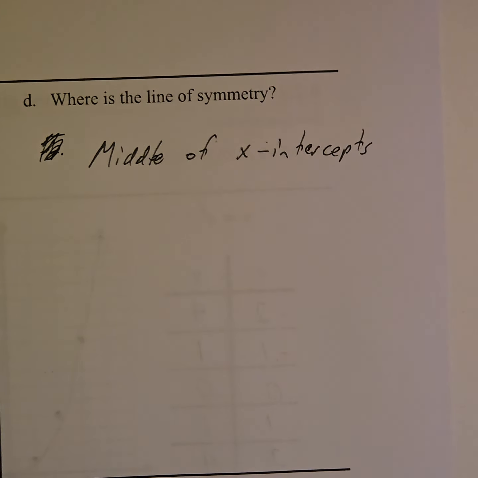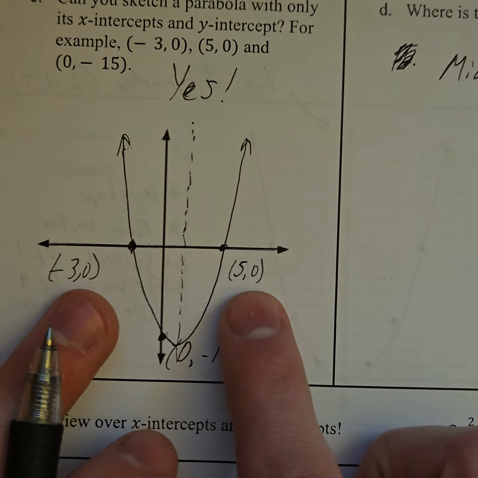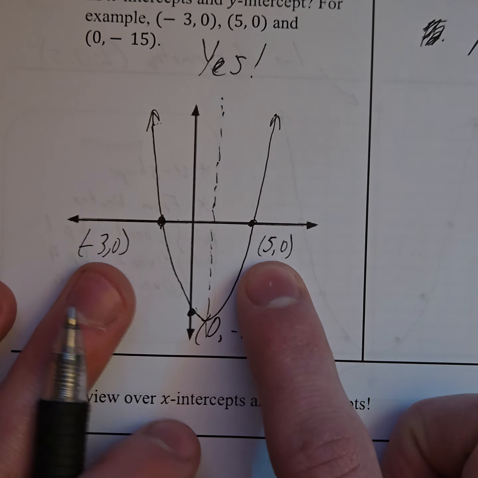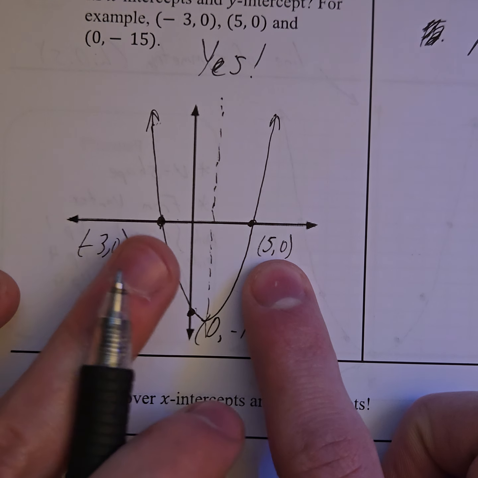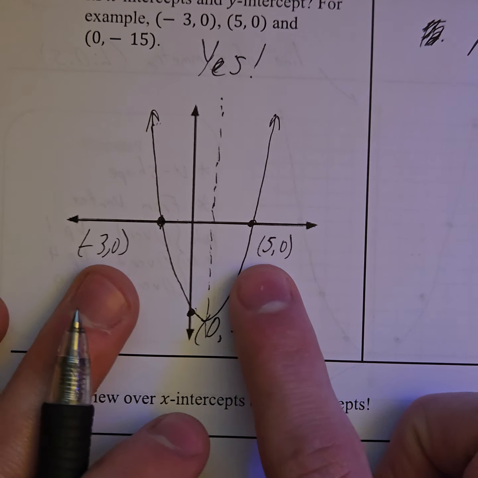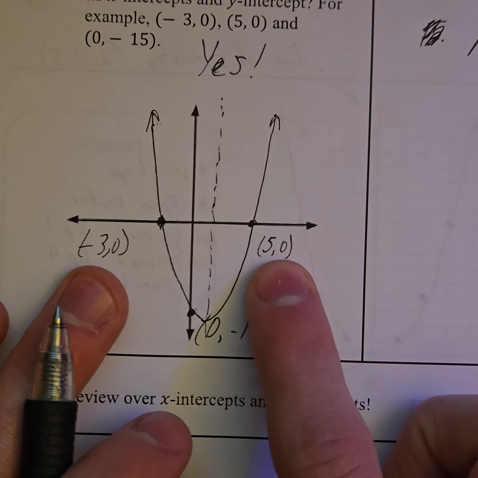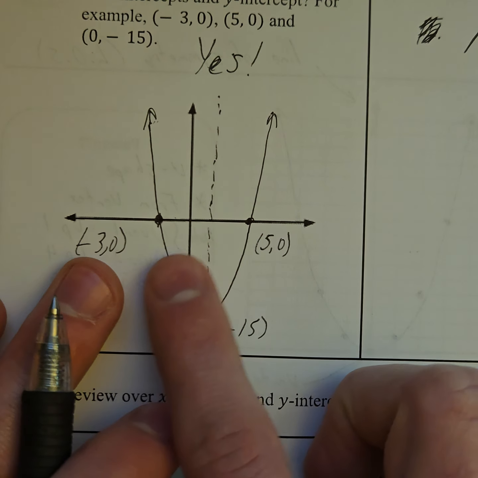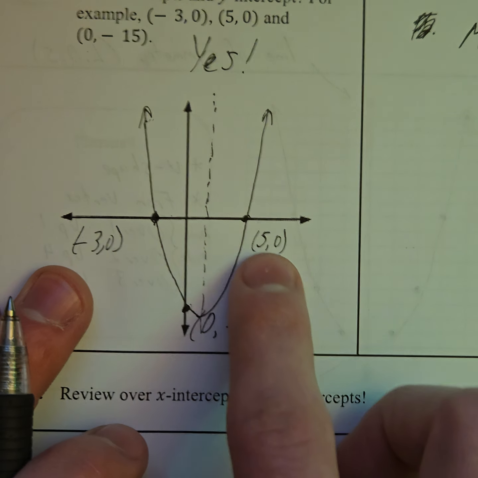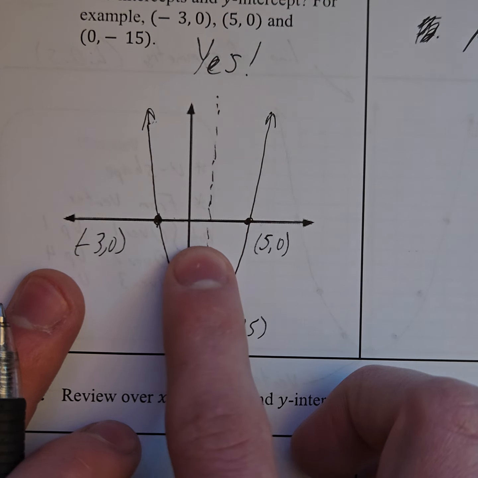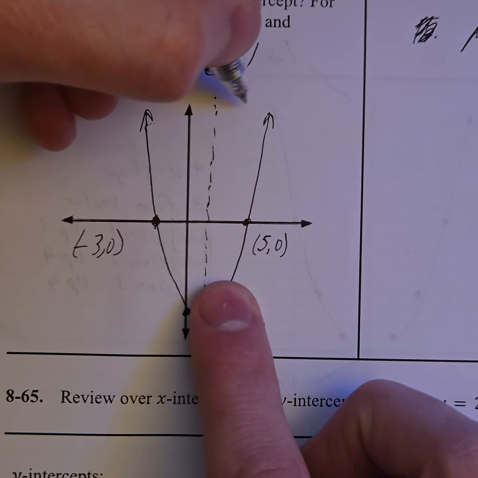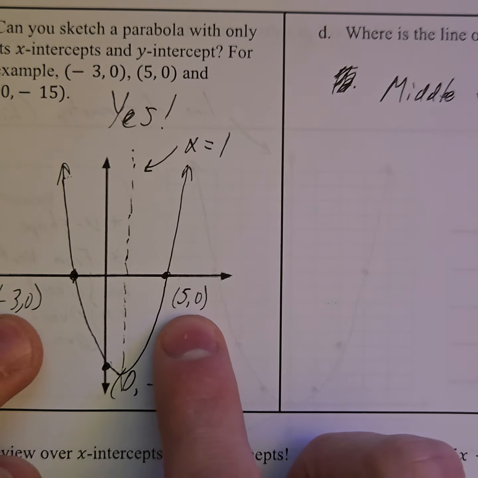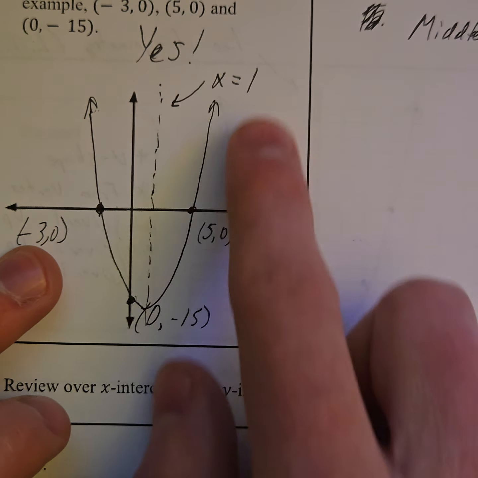So how do we find the middle of 2 numbers? Well, there's multiple ways you could do it. You could just count and think, going from -3 to +5, if I were to count on a number line, that's 8 away. And what's half of 8? That would be 4. So if you're 4 away, you could count either 4 less than 5 or 4 more than -3, and then that line of symmetry would be right in the middle at x equals 1. That would be halfway between these two. That's one way to do it.